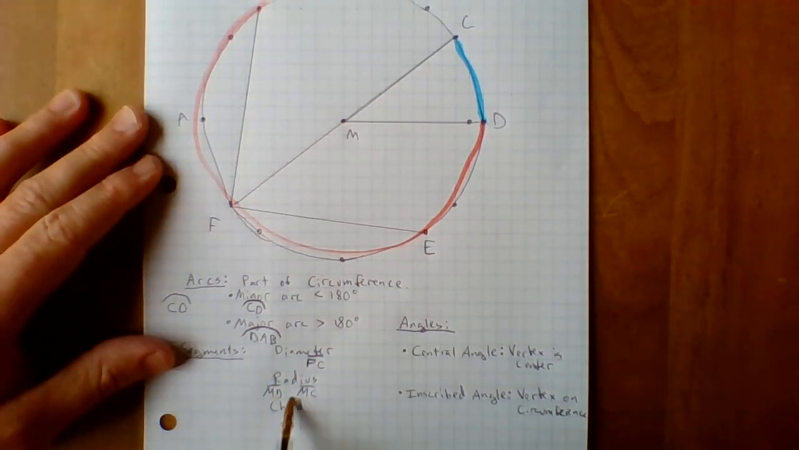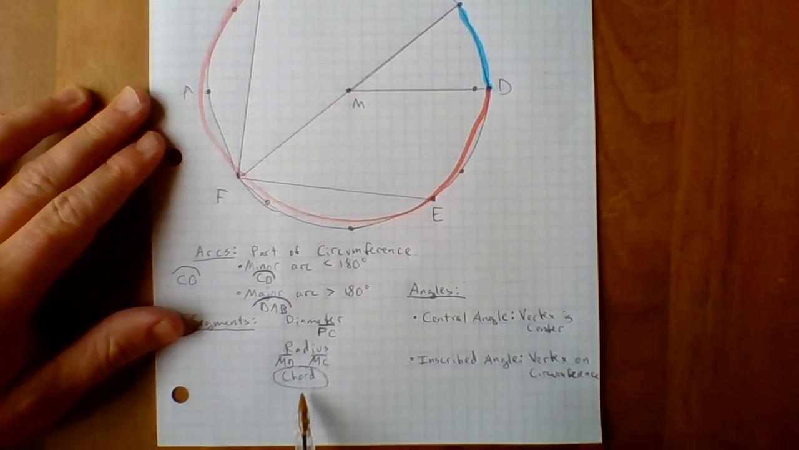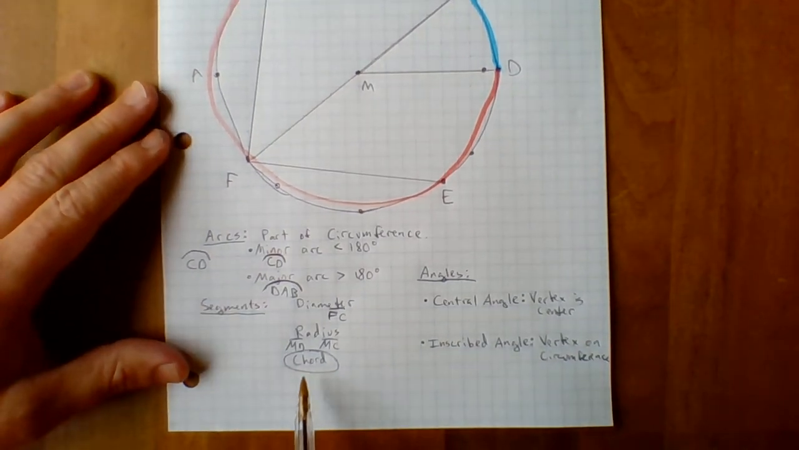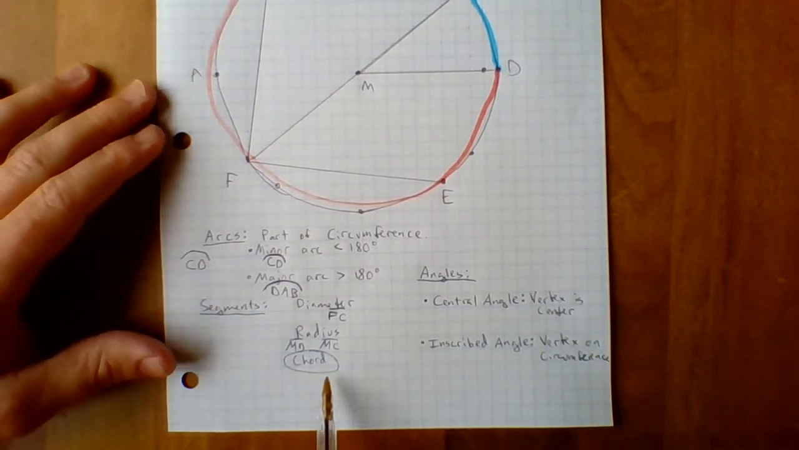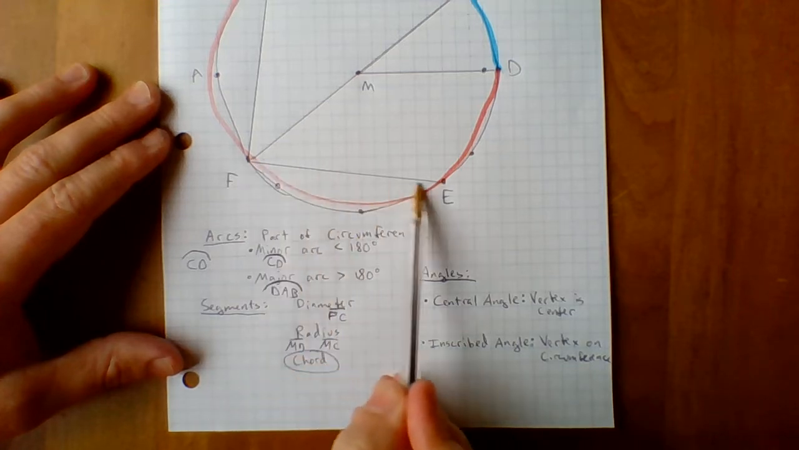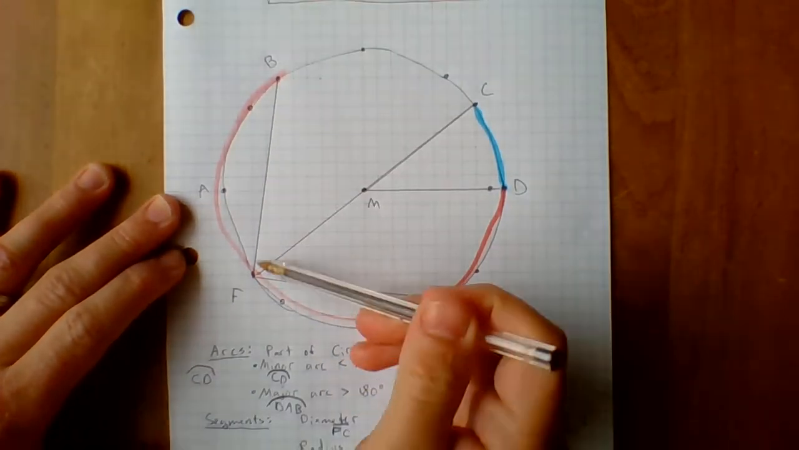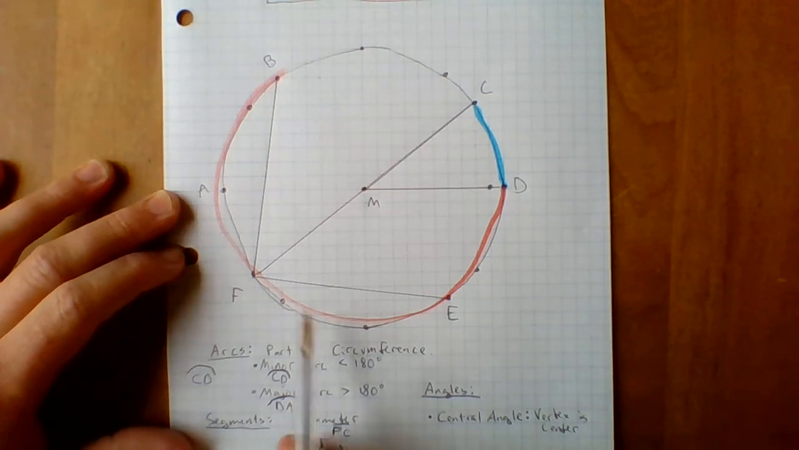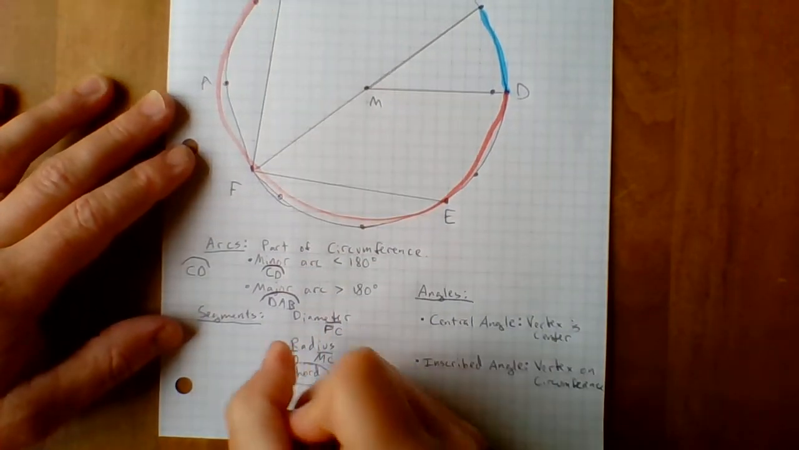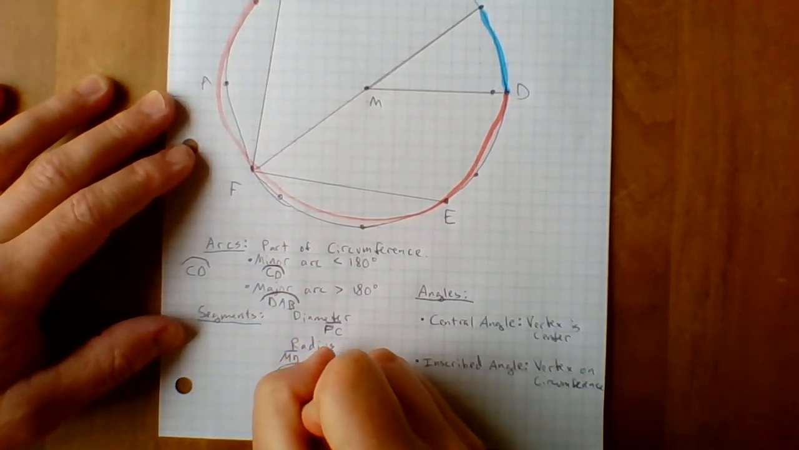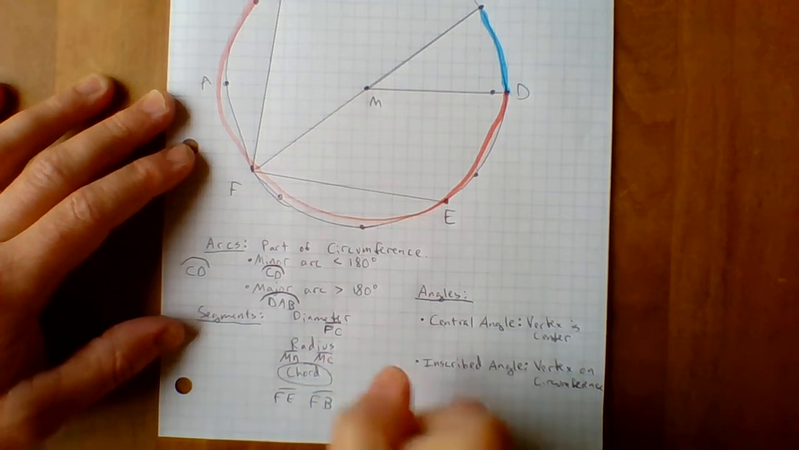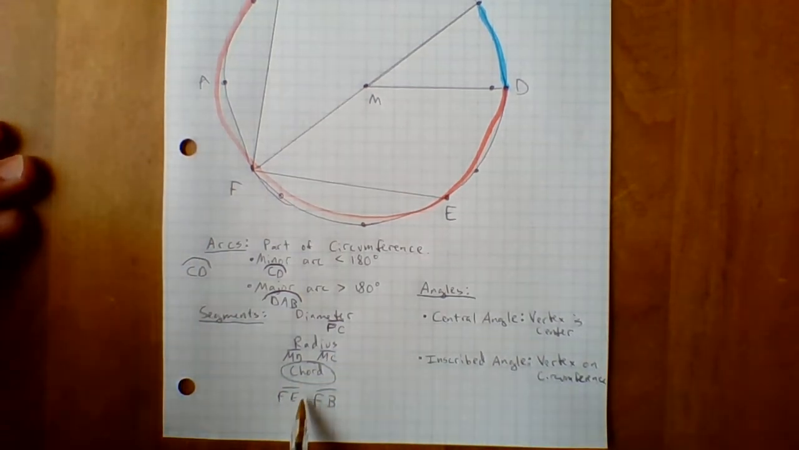Chords, however, are important, and these are line segments that are not a radius or a diameter, basically. You can see chords like FE is a chord, and you can see that FB is a chord, because they're not going through the center of the circle. So FE and FB, and we're going to talk more about chords later this week.